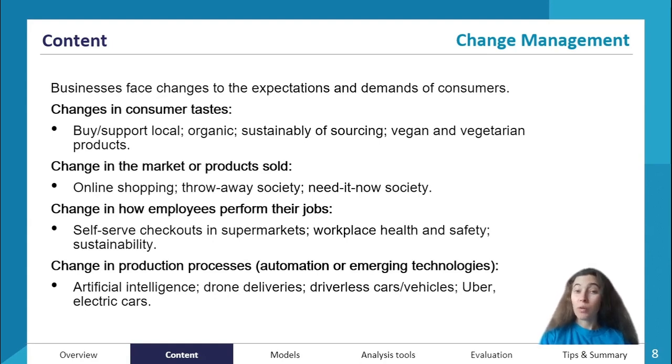So, for example, if you've got a restaurant, then maybe they need to think about having vegan and vegetarian products on their menu and supporting local suppliers. They may need to allow people to order their meal online and potentially get it delivered via Uber Eats or an equivalent of that. So you can see how all of these different things can come together to have a big impact on the way a business operates.